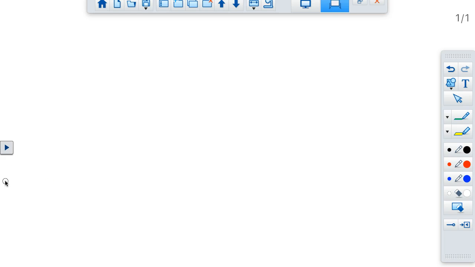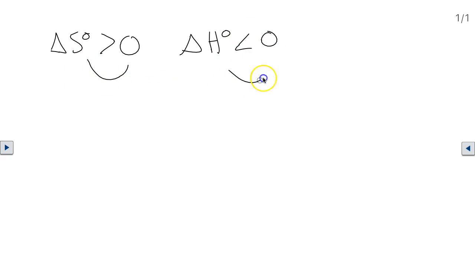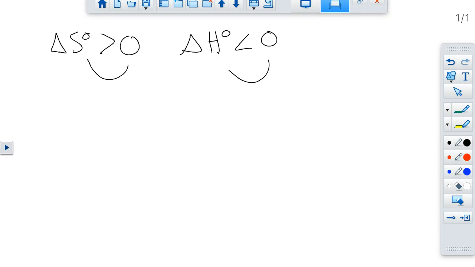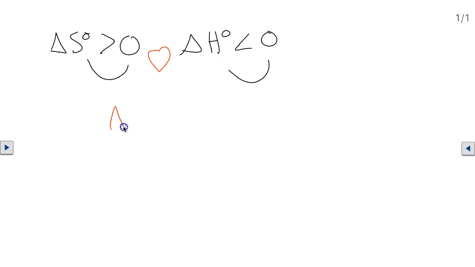Entropy and enthalpy. Welcome to a box. You have to put S first because S starts with S. So delta S is greater than zero, which means entropy is positive. Already you can kind of tell that's thermodynamically favorable, or probably is. And then enthalpy comes into the bar next. There it is, and they make eye contact and fall in love, right? This is always thermodynamically favored.